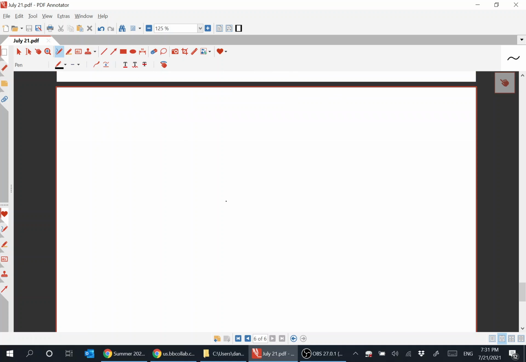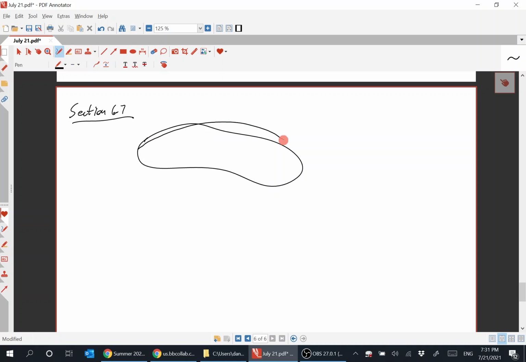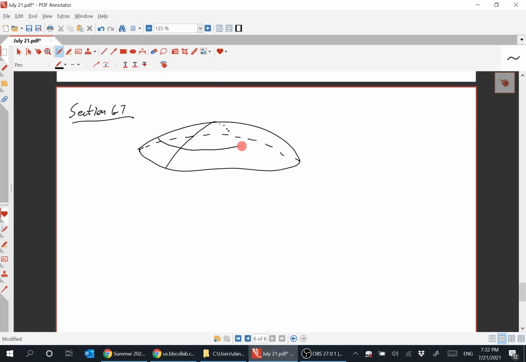So starting in on the section on Stokes' theorem. For Stokes' theorem, you've got some kind of surface. Let me try this again. Alright, so you've got a picture of a surface kind of like that, and you are oriented positively.